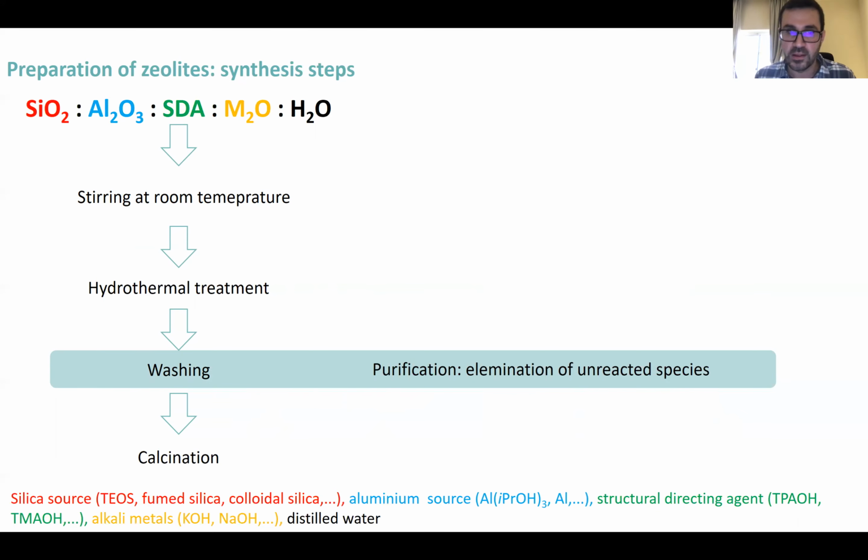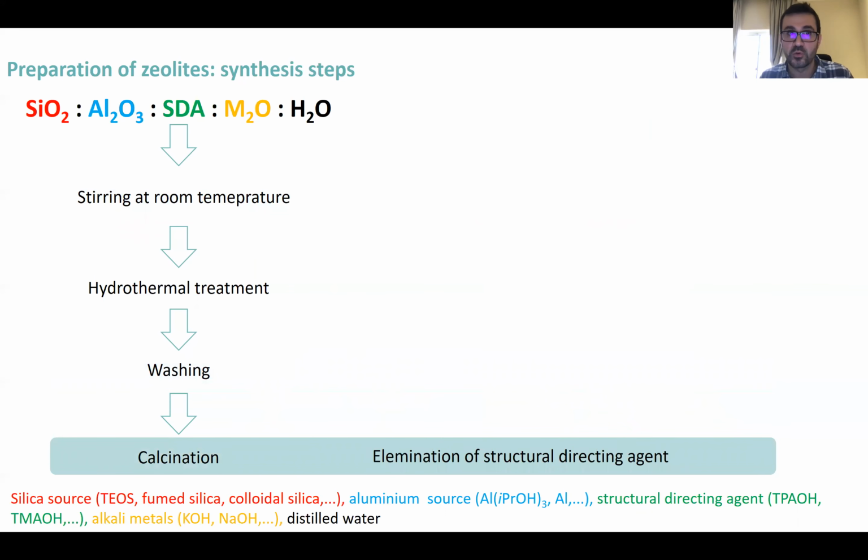You wash it out. And then to have your final structure, you have to calcine to burn the structural directing agent, or the SDA, which you don't need. It was there just to help in building the structure. Now we don't need it. Well, now we have our zeolite, but we have to be cautious that it is not a simple mix and heat.